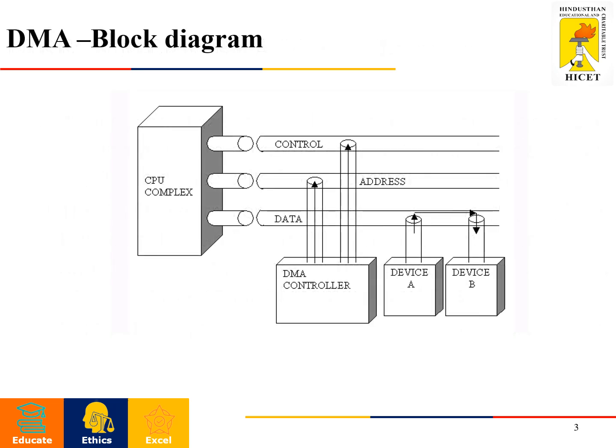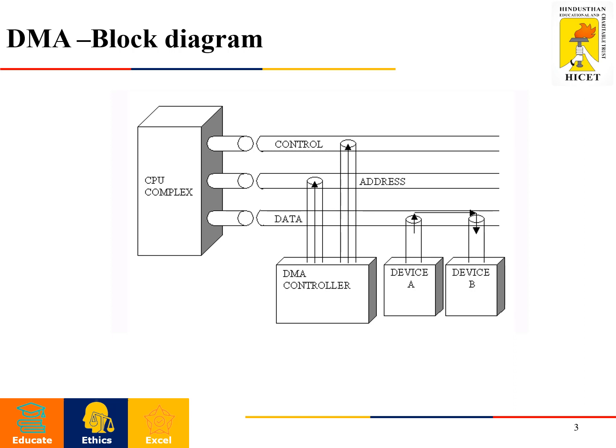This is a block diagram of the DMA controller. Here this is a CPU. The CPU may be a processor like the 8085 or 8086. These are the available buses: the control bus, address bus and data bus. This is a DMA controller. These are the devices which are connected with the DMA controller.